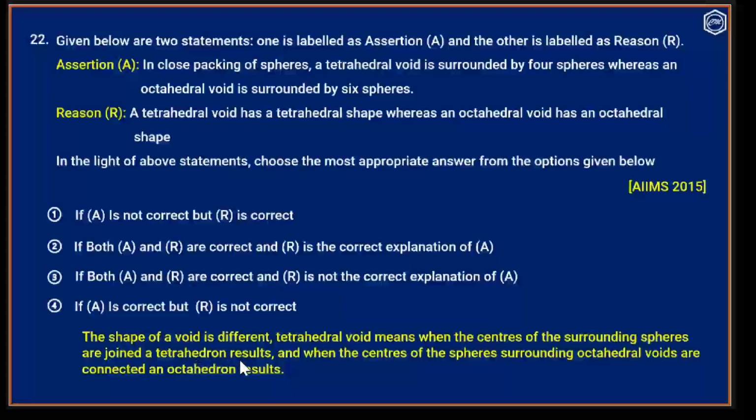The shape of a void is different. Tetrahedral void means when the centers of the surrounding spheres are joined, a tetrahedron results. And when the centers of the spheres surrounding an octahedral void are connected, an octahedron results. So the assertion is correct. In close packing of spheres, a tetrahedral void is surrounded by 4 spheres, whereas an octahedral void is surrounded by 6 spheres. And the reason is wrong. So option 4 is correct.